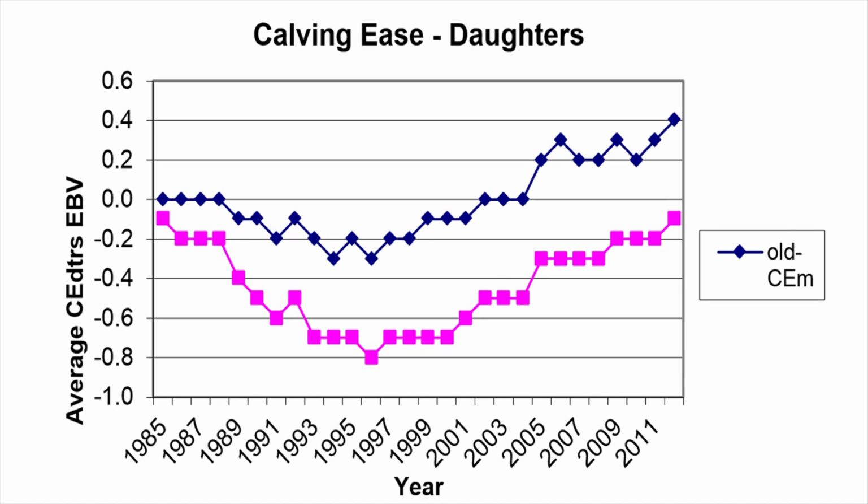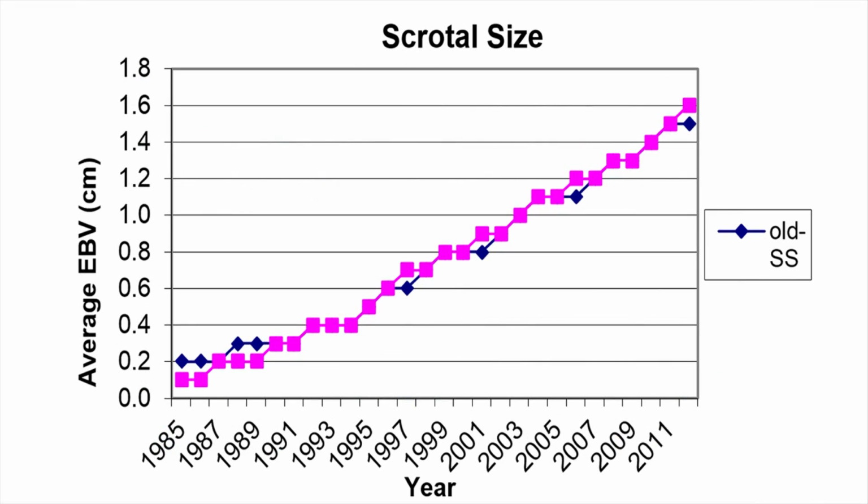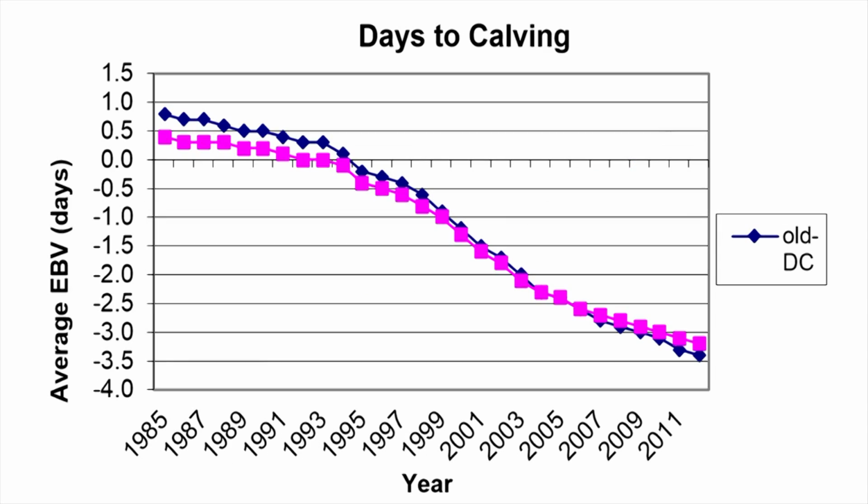What we now know is that it went backwards a bit and has been improving for the last 10 years, roughly at the same rate as we previously thought, but it had got a bit worse before it started getting better than we previously thought. So it's really just saying that the trend is not quite what we thought it was, but it's going in the right direction now. Scrotal size, as I said before, there's virtually no change there, and you can see that the trends overlay each other. And days to calving overall is virtually unchanged in the trend.